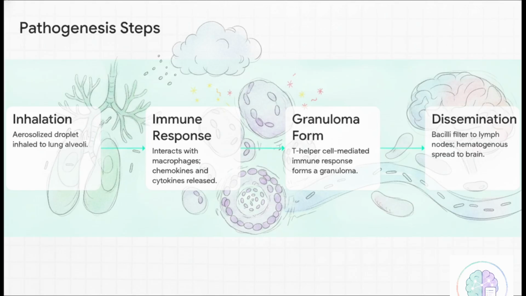Finally, and this is the most critical part for CNS-TB, during this process, some bacilli are filtered into draining lymph nodes and a hematogenous dissemination occurs. Basically, that means the bacteria spreads through the blood to highly oxygenated parts of the body, like the brain, before the infection is fully contained. Once inside the body, the bacilli are suppressed by a healthy immune system, but they can and will reactivate if that immune system is compromised.